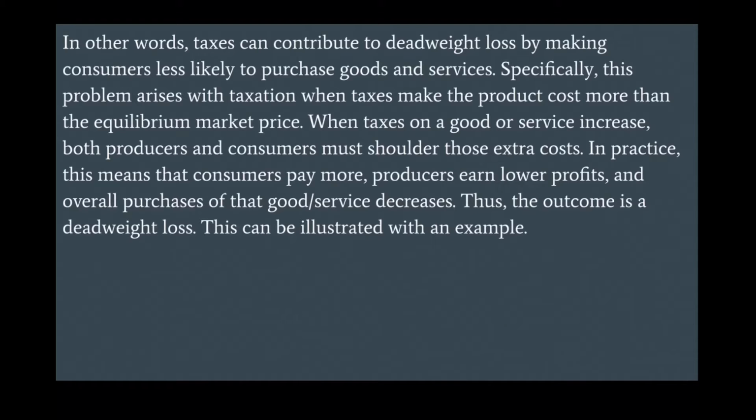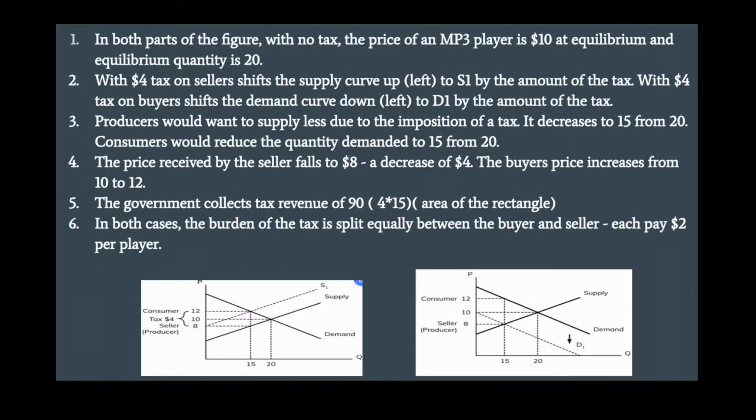This will be illustrated with an example. In both parts of the figure, with no tax, the price of an MP3 player is $10 at equilibrium and equilibrium quantity is 20. A $4 tax on sellers shifts the supply curve up to S1 by the amount of the tax. A $4 tax on buyers shifts the demand curve down to D1 by the amount of the tax.